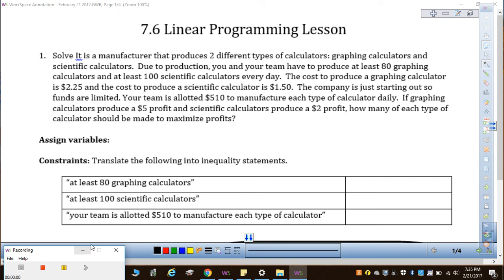In this lesson 7.6, we're going to look at a process called linear programming to help us solve a problem. Take a moment on your own to read through the problem below. You can pause the video and restart it when you're ready.